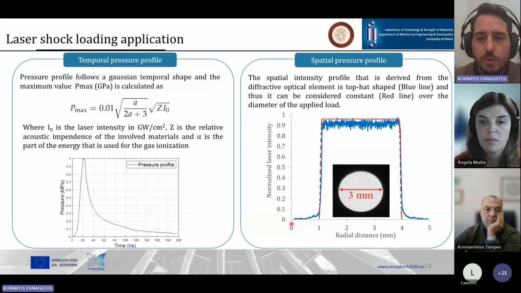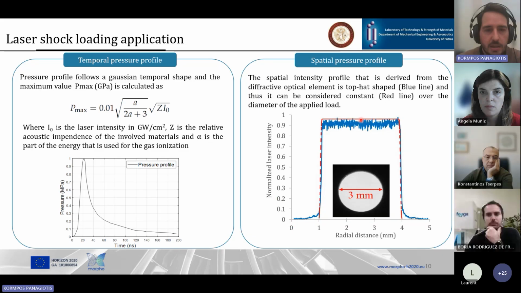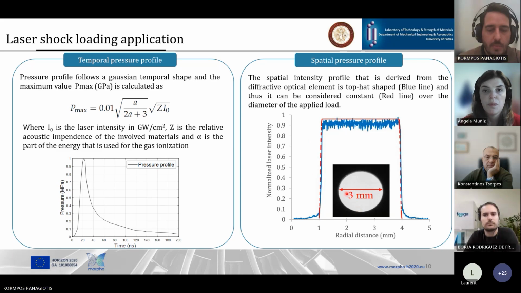Spatially, the pressure is assumed to be uniform across the entire surface of the circular spot, and this assumption is based on the fact that the spatial profile of the laser intensity after passing through a diffractive optical element is uniform, as indicated by the blue line in the spatial intensity plot.